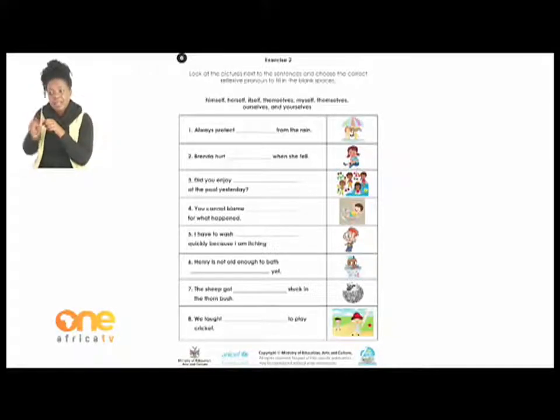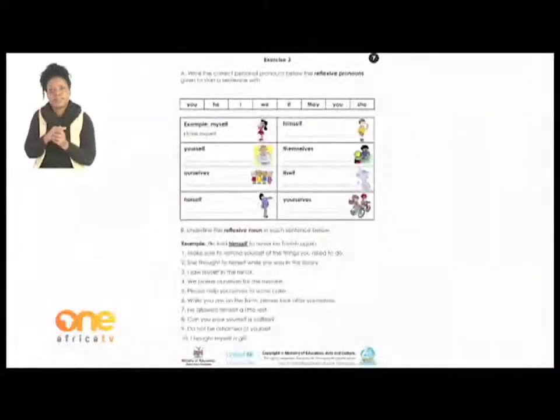Always protect yourselves from the rain. Always protect yourself from the rain. That is number 1. Moving on to page 7. On page 7, the instruction says, write the correct personal pronouns below the reflexive pronouns given to start a sentence with. Okay? Now, in the small box, you can see there are examples of personal pronouns.